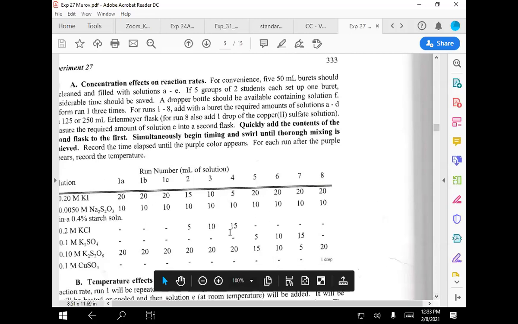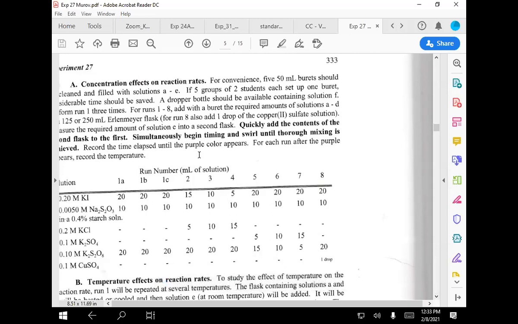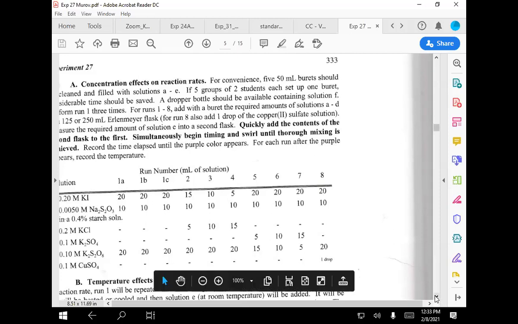So this is all at room temperature, telling you what to do, and then it says a purple color appears. So you would watch for the purple color. That's an important part of the procedure. And then record the time, record the temperature. It's pretty much room temperature. So this part A is the reaction rates, and you're changing the concentrations.